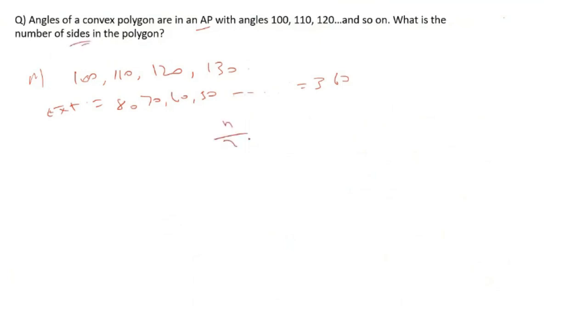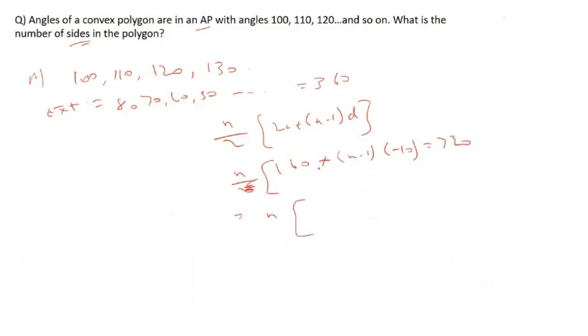Right? So we know the sum of the AP is n by 2 into 2a plus n minus 1 into d. So basically, n is still an unknown. So 2a would be 2 into 80, which is 160, plus n minus 1 into d. D here is not 10 but minus 10 because it's a decreasing AP. So it will be n minus 1 into minus 10 equal to 720, if we multiply to that side. So this becomes n into 170 minus 10n equal to 720.